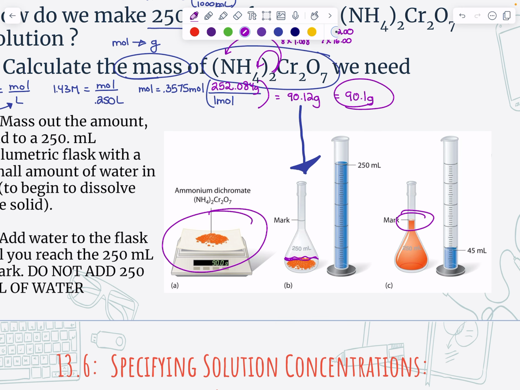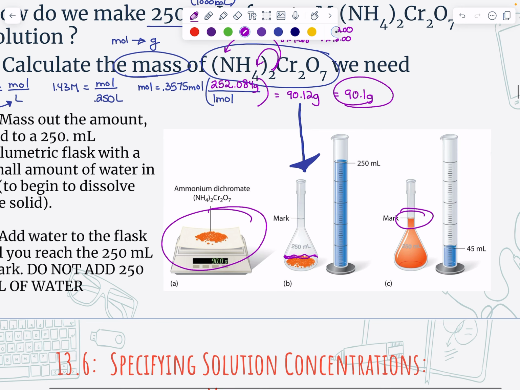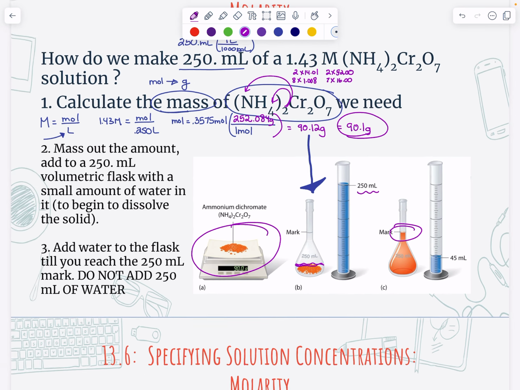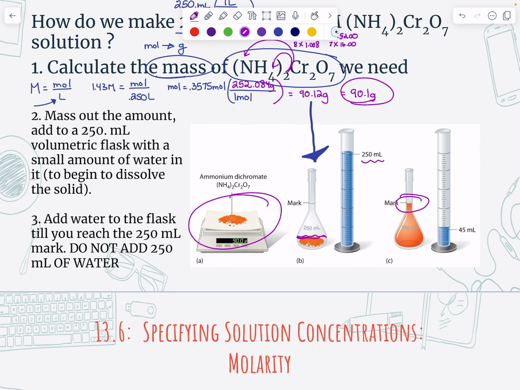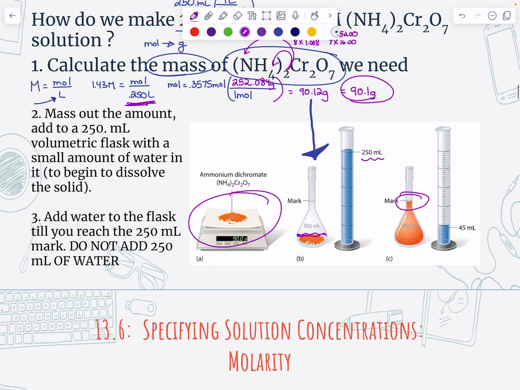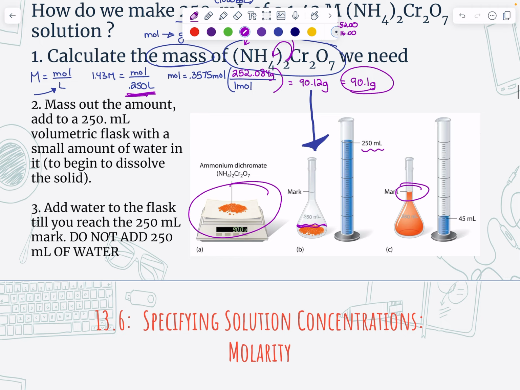Notice that I actually didn't wind up adding all 250 milliliters of solution. I wound up adding less than that because those ions of ammonium and dichromate take up volume. So that's why it's so important that we say that molarity is moles per liter of solution. So I didn't add 250 milliliters, but my final solution had a volume of 250 milliliters.